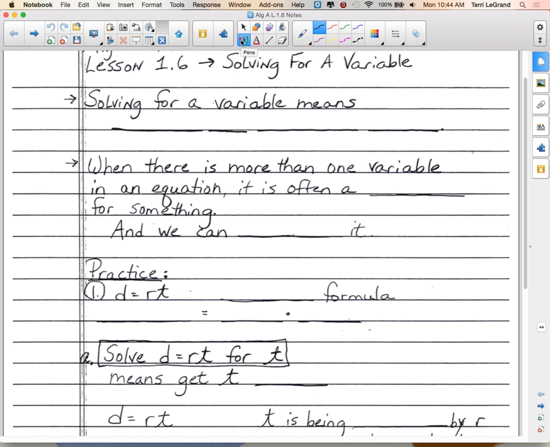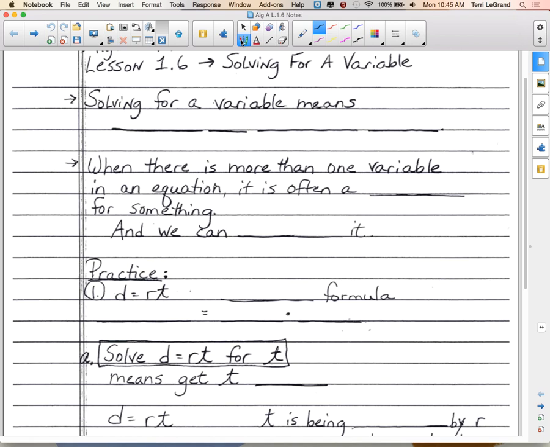Our learning objective, starting with lesson 1.6 today, says: I can solve an equation with 2 or more variables. There's a name for these types of equations. They're called literal equations.